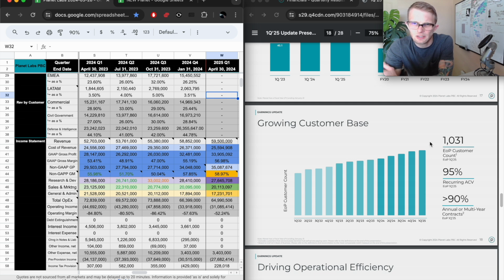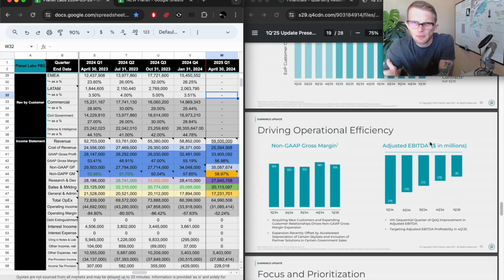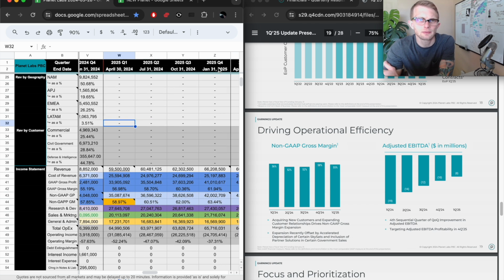95% recurring ACV and greater than 90% annual or multi-year contracts. Non-GAAP gross margin, more or less the same throughout time. Adjusted EBITDA, like to see that, seeming to be improving quarter over quarter. Again, like I said, they are targeting adjusted EBITDA profitability in Q4 of 2025. So again, Q4 2025, that's the period ending January 31st of 2025. So not 2 years away, but, I guess, right away here.